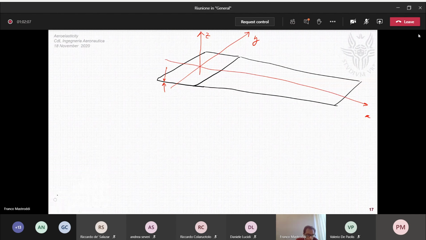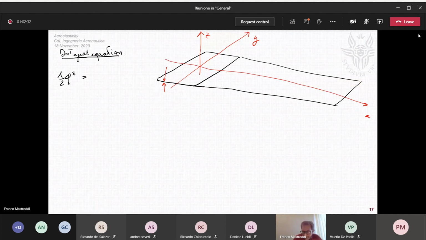Write our integral equation. We have our integral equation like one half phi star equal to, but I want to stop now here because I want to give you a break. I stop. Thank you. Excuse me for the delay.